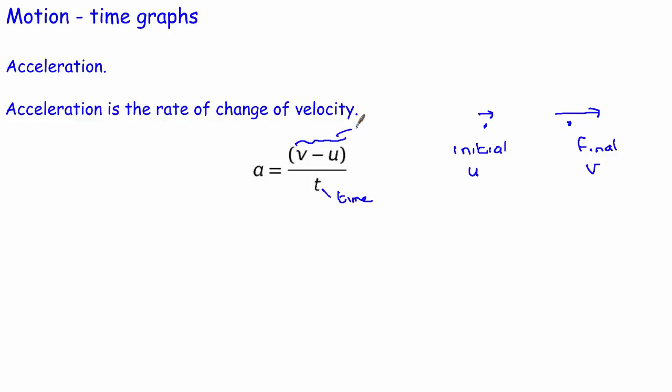These two are both velocities, so they're measured in meters per second. This is measured in seconds, so acceleration is measured in meters per second divided by another second. Second times second is squared, so it's often written as meters per second squared. Often at A-level it's written like that, and that's probably the most common way you'll see it. So if we know the final speed, the initial speed, and the time, we can work out the acceleration in meters per second squared.